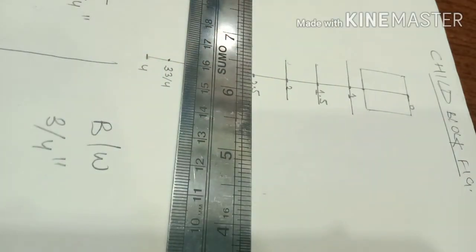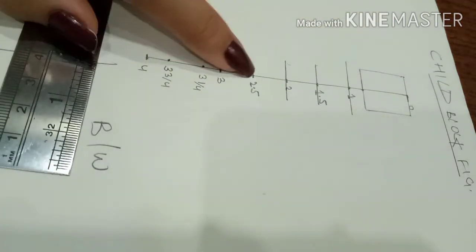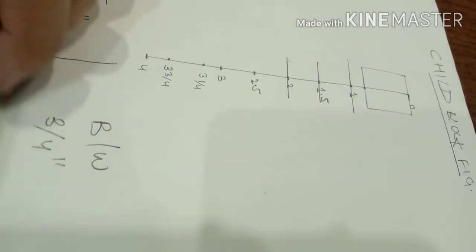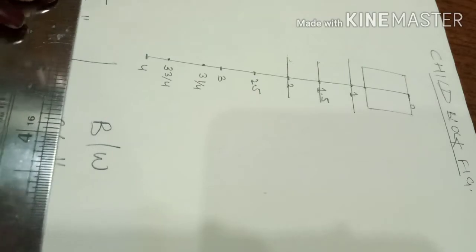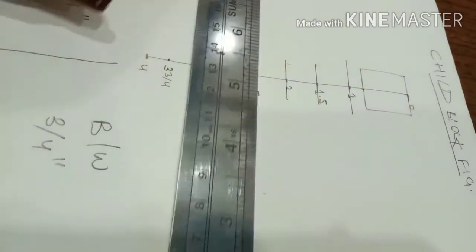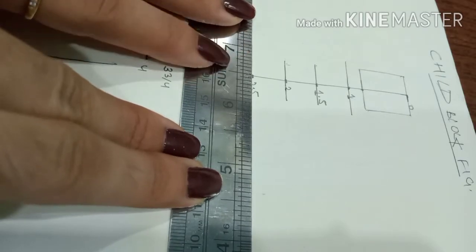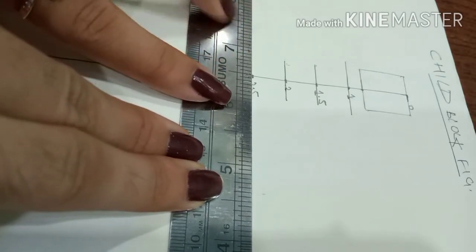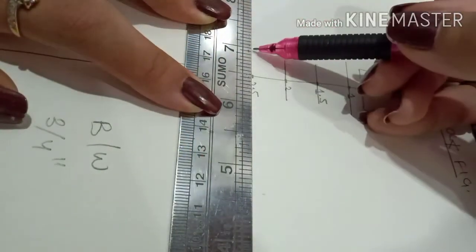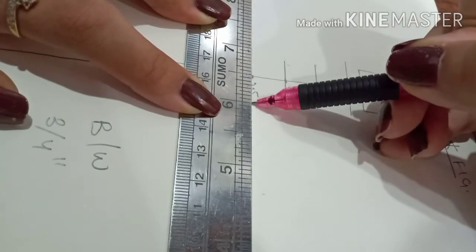After the waist, the crotch area length is 2.5. Crotch area length is 2.5 and width is 1 inch. Like 17 lines, 8 on both sides. Draw a line like this.